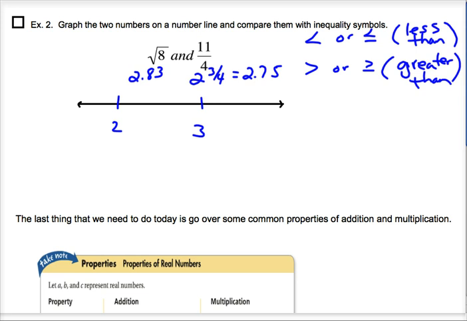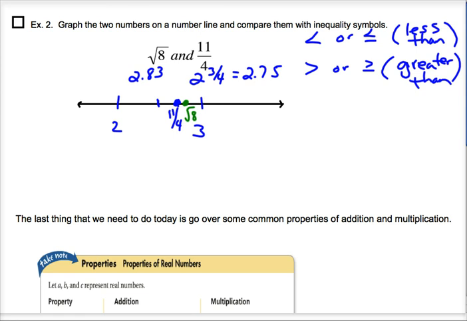11/4 is between 2 1/2, which would be here, and 3. So right here. And I'll put a dot there, and I'll call that 11/4. And then the square root of 8 is just a little bit to the right of that, so I'll put a different dot there and label it square root 8. And that's what we're looking for on the number line. Not a huge deal there.